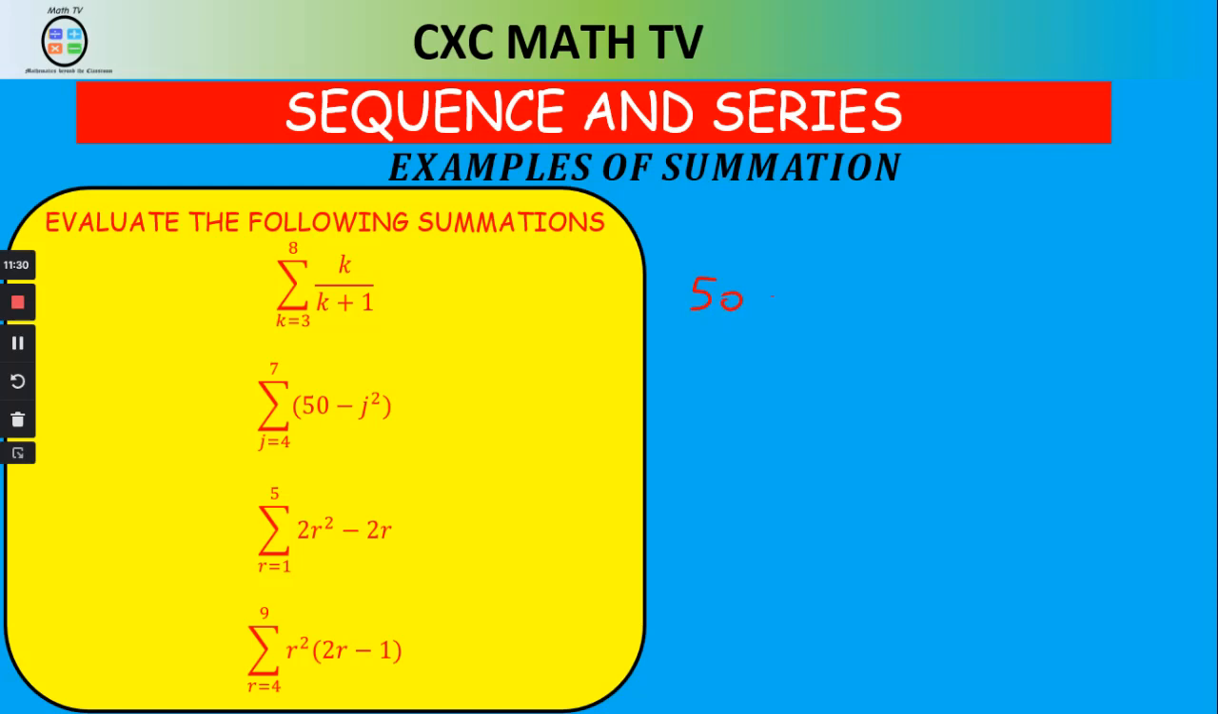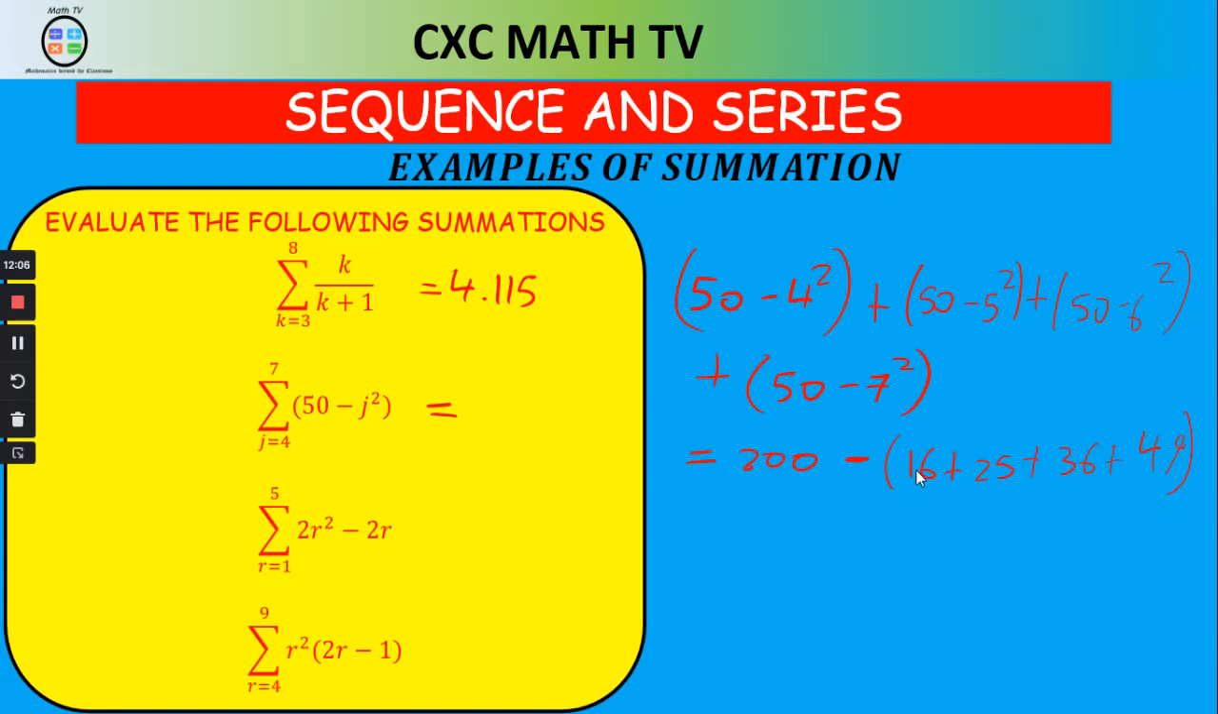So that would be 50 minus 4 squared plus 50 minus 5 squared plus 50 minus 6 squared plus 50 minus 7 squared. This is for number 2. Remember, this was 4.115. The next one is 50 plus 50 plus 50 plus 50 is 200, minus 4 squared is 16, 5 squared is 25, 6 squared is 36, 7 squared is 49.